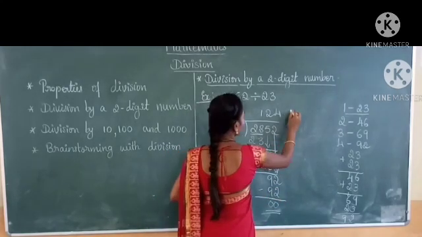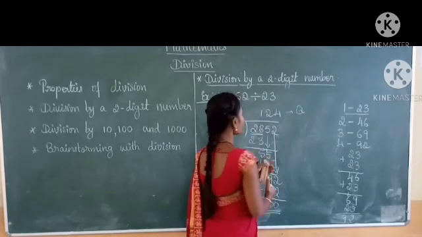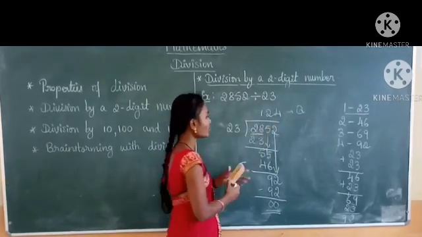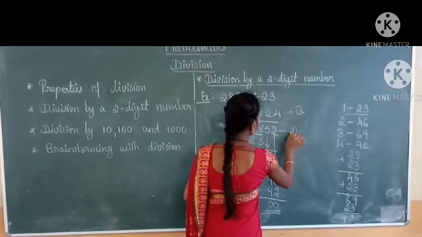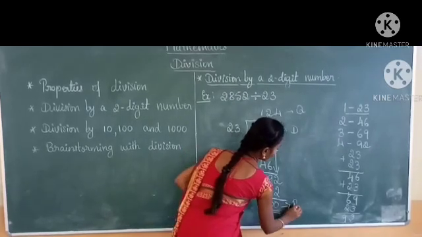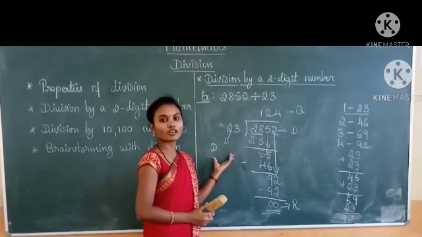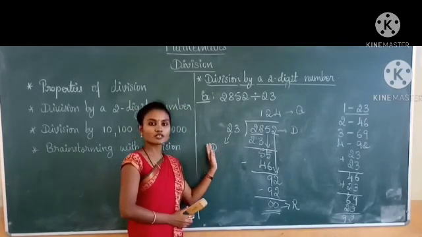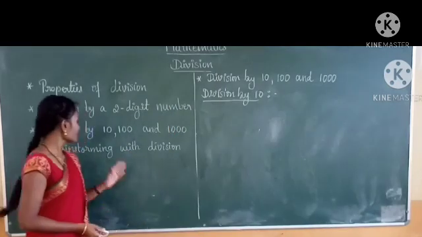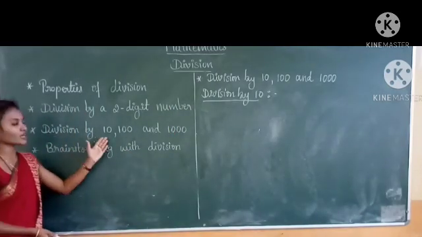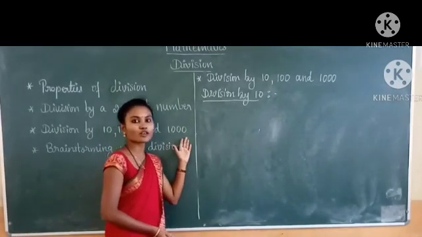Therefore the quotient is, this is the answer, quotient is 124 and this is called dividend and this is called remainder and this is divisor. So this is the method of division. Have you understood? Yes. The third topic is division by 10, 100 and 1000.